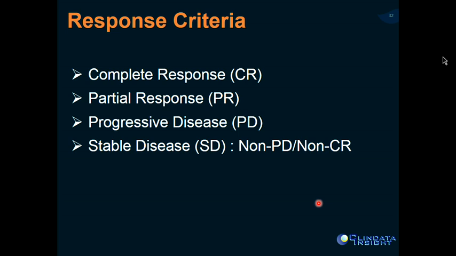There are also four different response criteria: complete response, partial response, progressive disease, and stable disease. In some cases, stable disease is also called non-progressive disease or non-complete response.